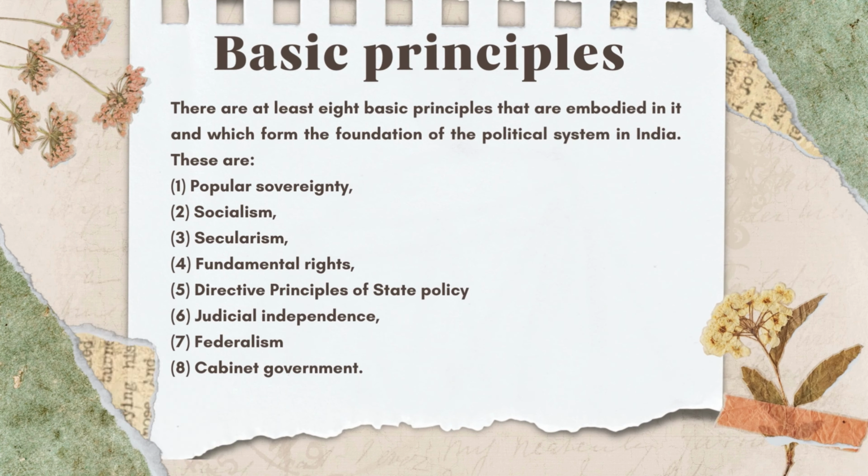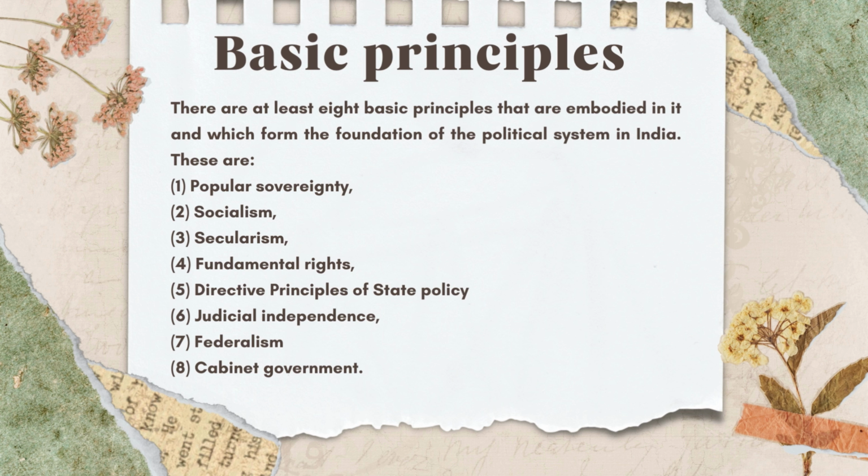Basic principles of the Constitution. There are at least 8 main principles that are embodied in the Constitution, which form the foundation of the political system of India. These include sovereignty, socialism, secularism, fundamental rights, directive principles of state policy, judicial independence, federalism, and cabinet government.